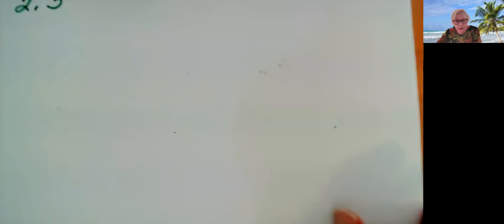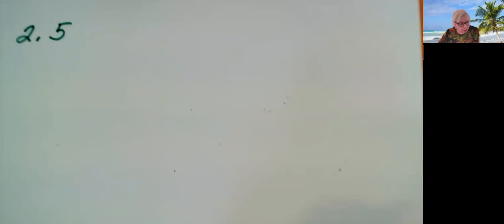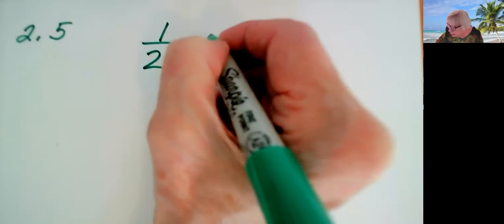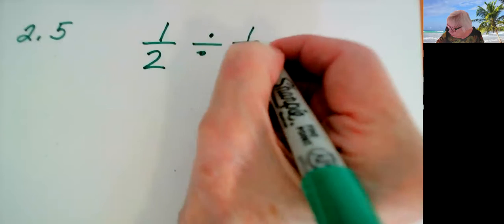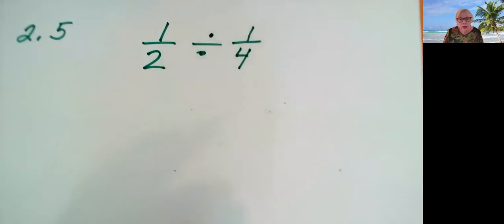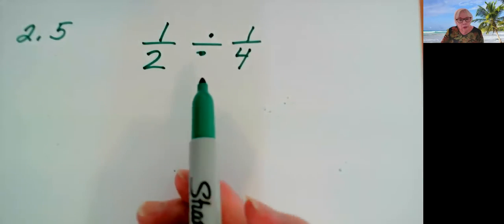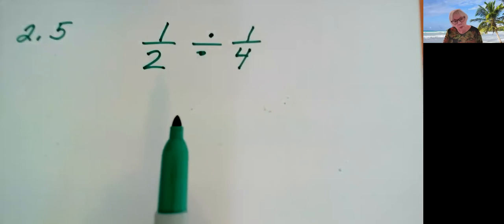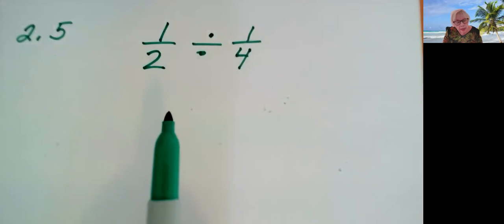Now, the last section is 2.5, and it's about division of fractions. And fortunately, this is not a bad thing. So what I'm going to do is start out with something fairly simple. It would look like this, a fraction divided by a fraction. So this would be one way you would see it.